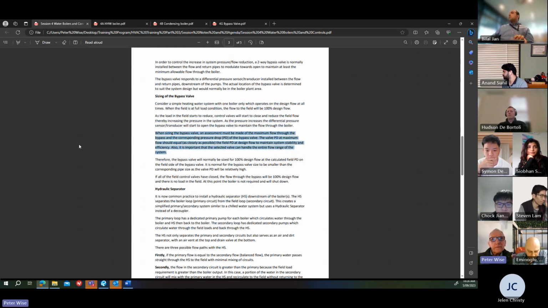So when you're sizing the bypass valve, an assessment must be made of the maximum flow through the bypass and the corresponding pressure drop of the bypass valve. So we need to work out what is the flow through the bypass for the maximum. And the bypass valve pressure drop at maximum flow should equal, as closely as you can, the field pressure drop at design flow to maintain the system stability and efficiency. And the bypass valve needs to handle the entire flow range of the system.